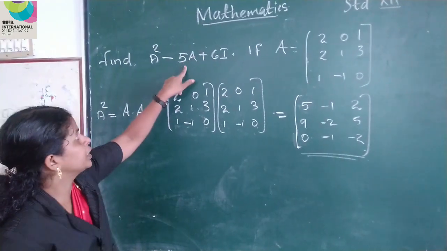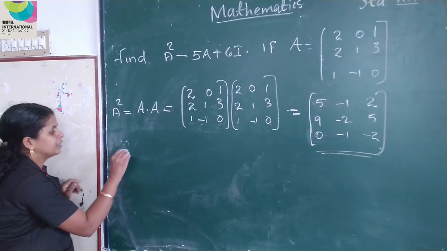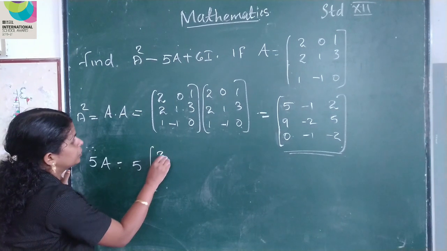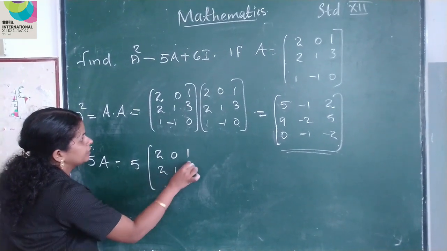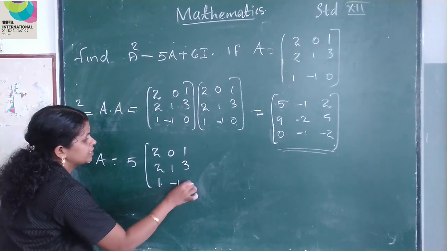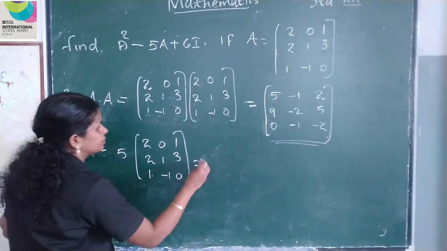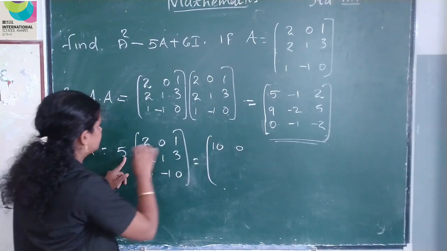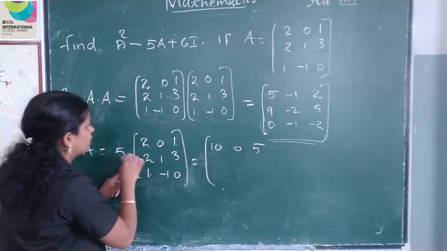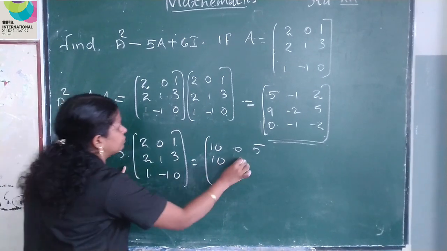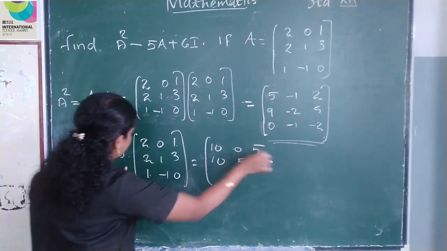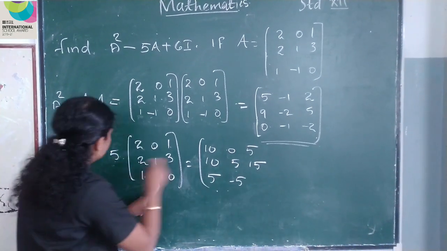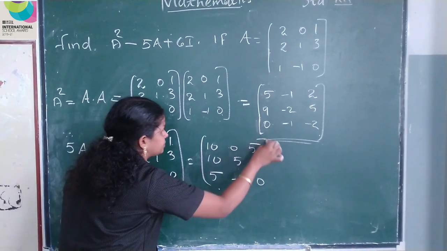Then next we have to find out 5A. So 5A equals 5 into the matrix 2 0 1, 2 1 3, 1 minus 1 0. That means the matrix 5 into 2, 10, 5 into 0, 0, 5 into 1, 5. 5 into 2, 10, 5 into 1, 5, 5 into 3, 15. 5 into 1, 5, 5 into minus 1, minus 5, 5 into 0, 0.